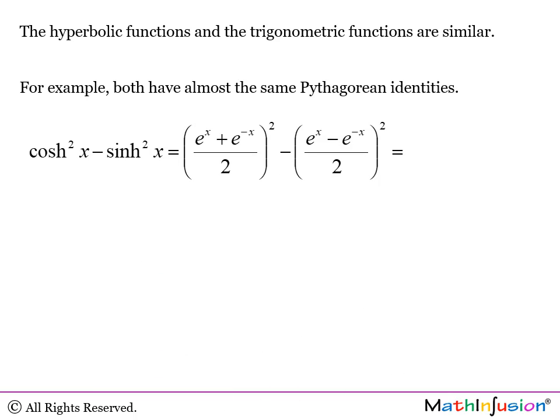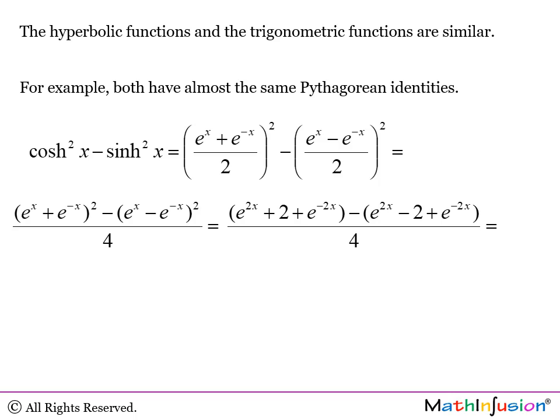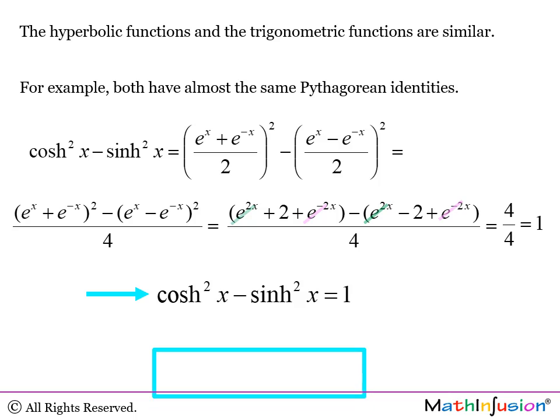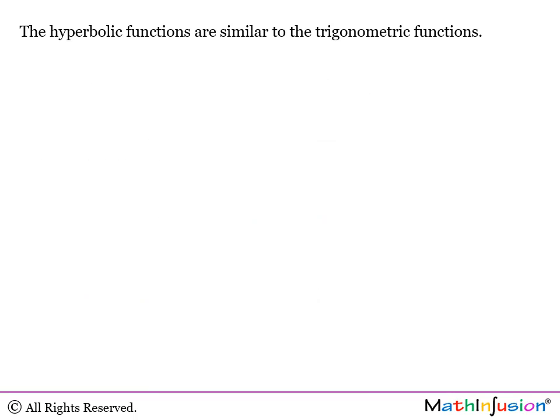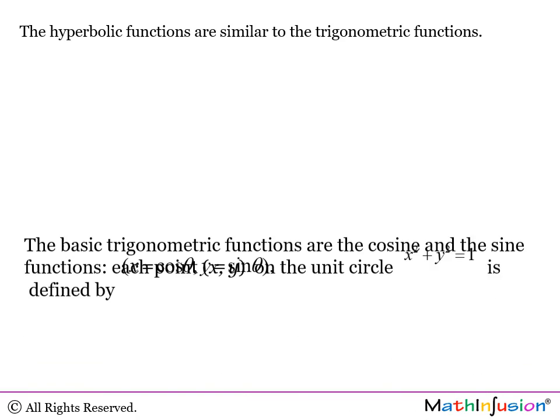Let's evaluate that. Just expand everything. And let's start cancelling. And we get 4 over 4, which is 1. We conclude that cosine hyperbolic to the power of 2 x minus sine hyperbolic to the power of 2 x equals 1. The hyperbolic functions are similar to the trigonometric functions.